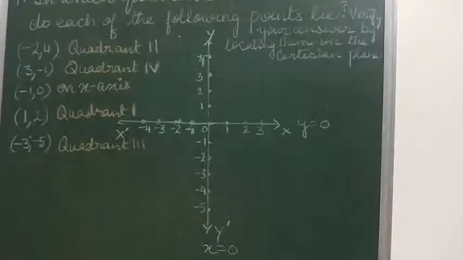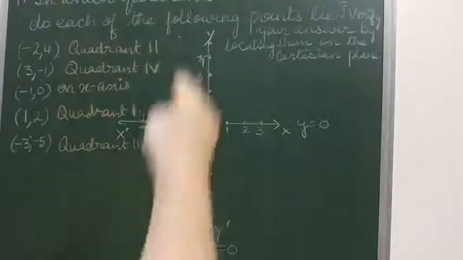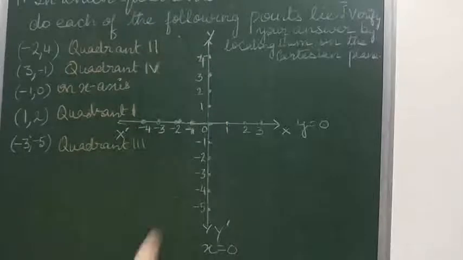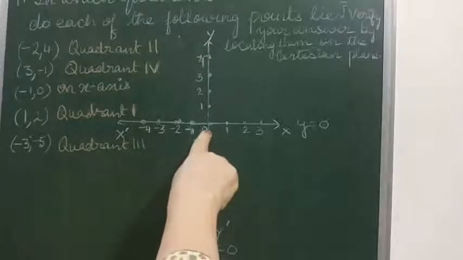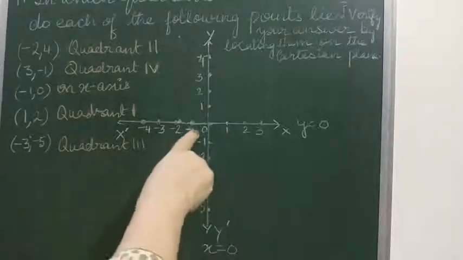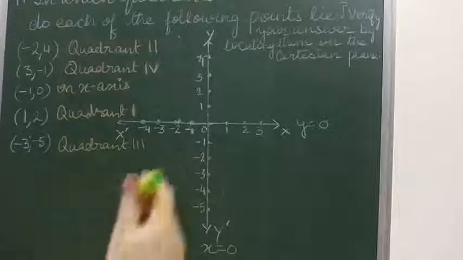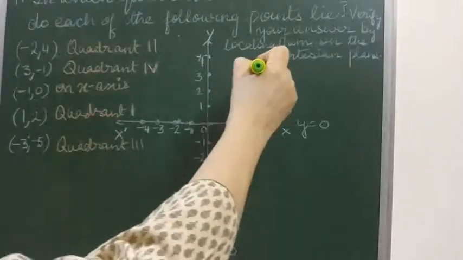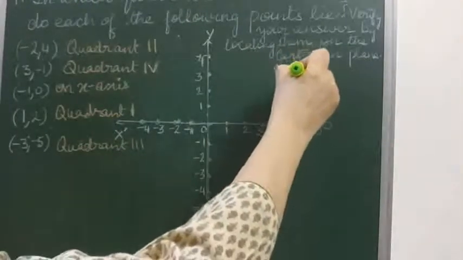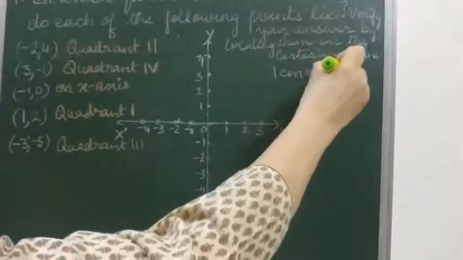For this we will have to choose a scale, that is we will take all these distances equal on the x-axis and on the y-axis, and we will measure from the origin. So 1 centimeter equals 1 unit. So the scale is 1 centimeter equals 1 unit.